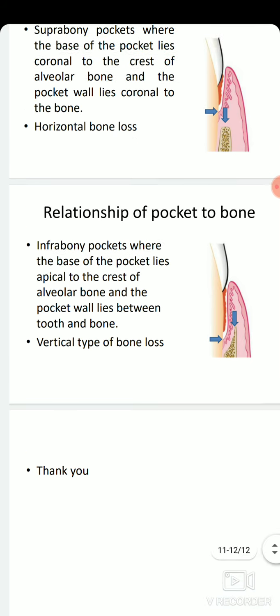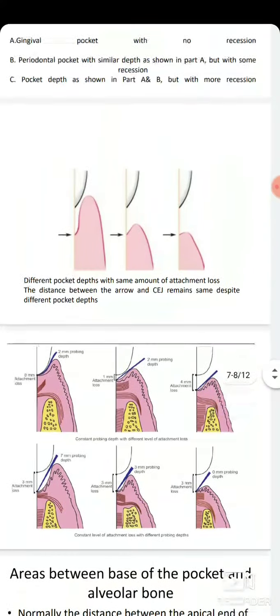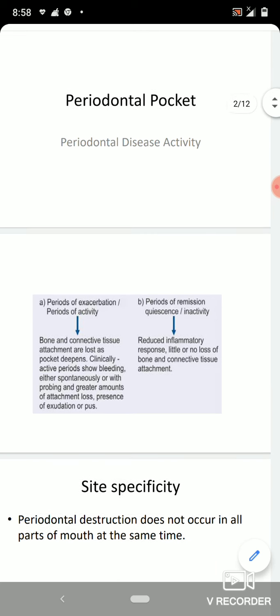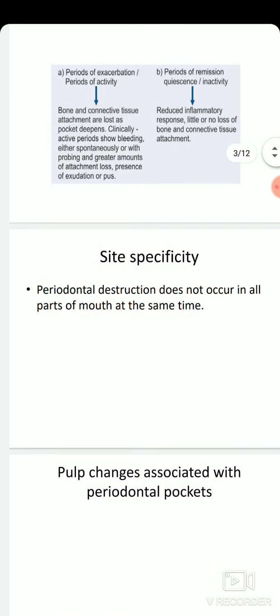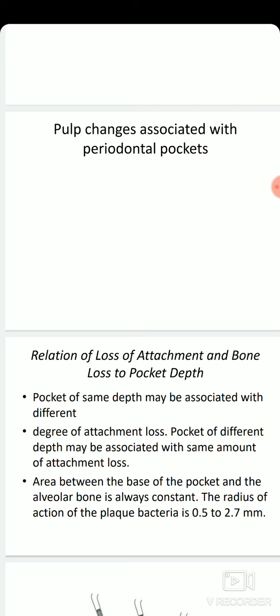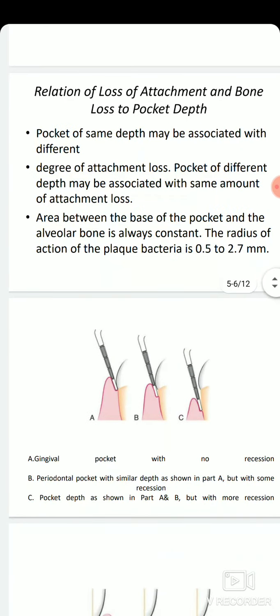So coming to summarize the disease activity, one needs to understand what is disease activity, and periods of exacerbation and quiescence, progressive disease and non-progressive disease, active disease and inactive disease, site specificity, and pulpal changes associated with the pocket, and what is the definition of attachment loss and periodontal pocket. Thank you.